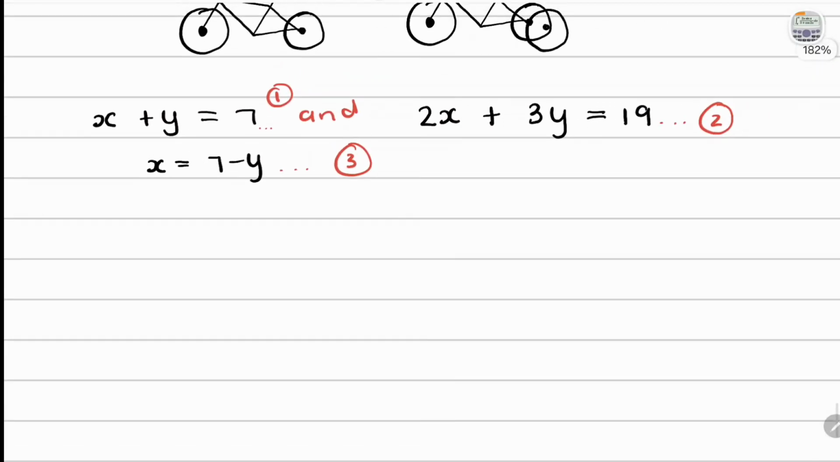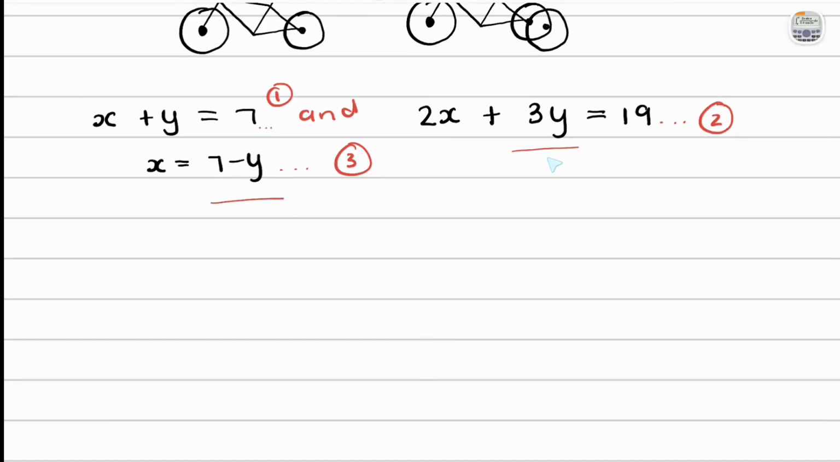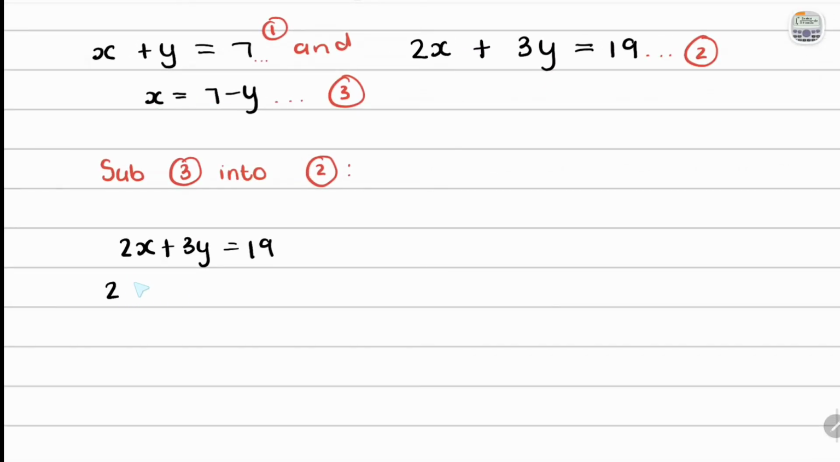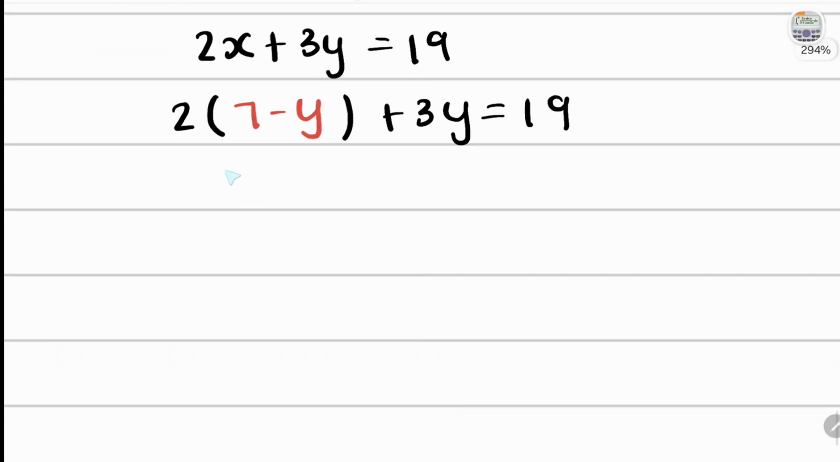Okay, so to now solve, all we're going to do is substitute equation 3 into equation 2, the one that we didn't use at all. Okay, so this is 2x plus 3y equals 19. So now we substitute this in place of x. So that is 2 multiplied by 7 minus y plus 3y is equal to 19. And here we just solve for y. So distribute, that's going to give you 14 minus 2y and then plus 3y equals 19.